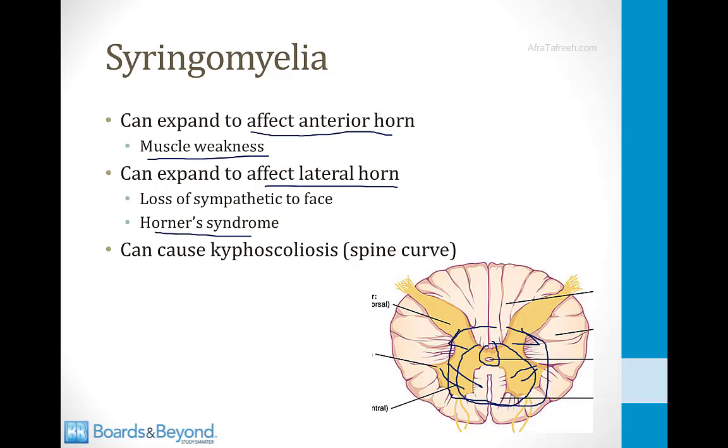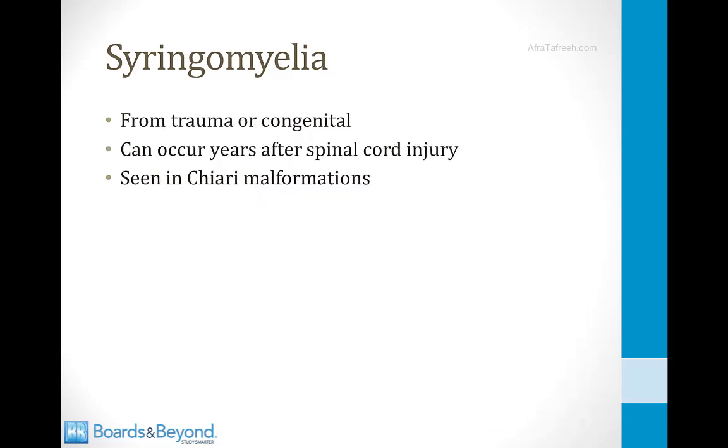And one thing you should know that can help you to identify these cases in board questions is that many patients with syringomyelia also have a spine curve, so they have kyphoscoliosis. And for reasons we don't completely understand, this may obstruct CSF flow and lead to the creation of this cyst. So watch for a patient with an abnormal spine. They may have syringomyelia.